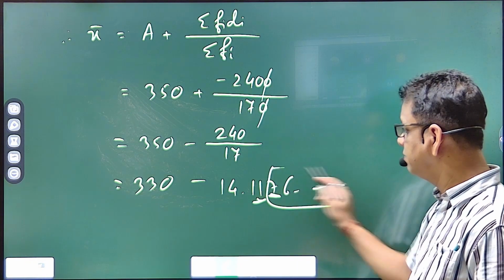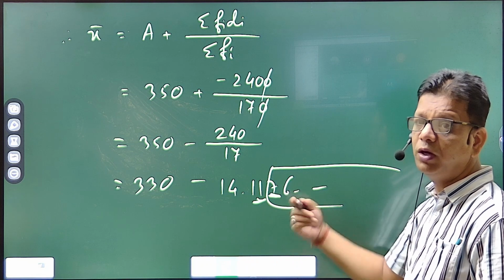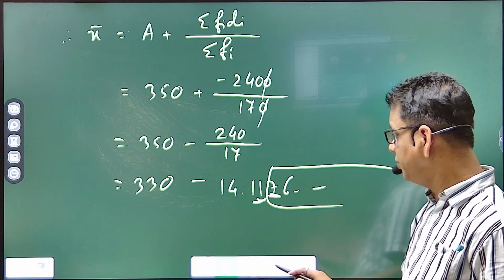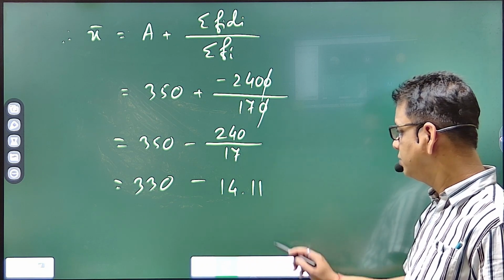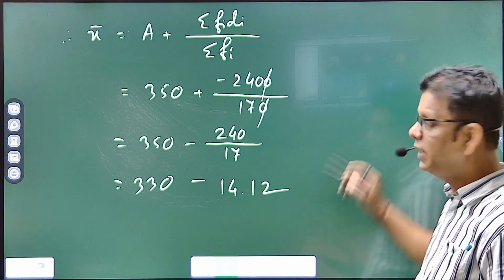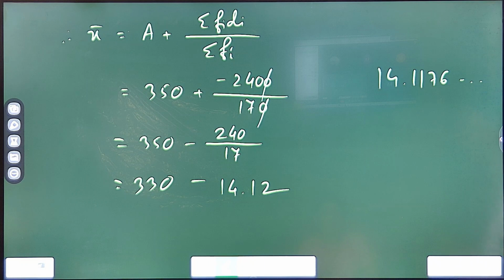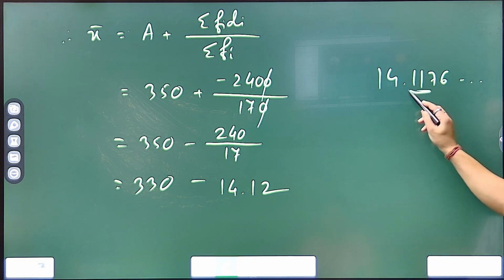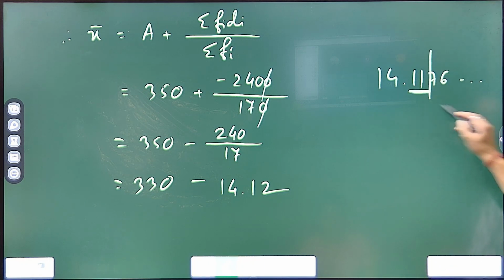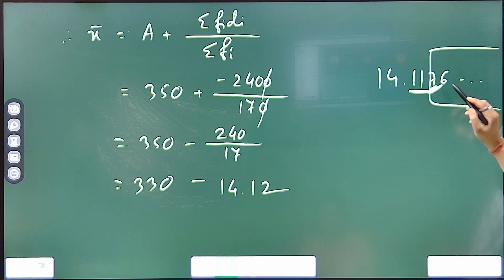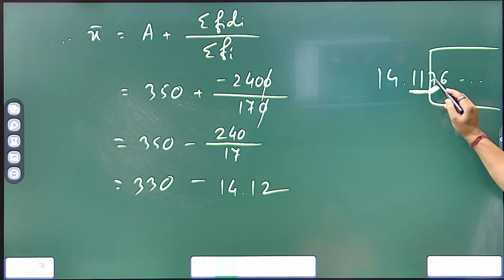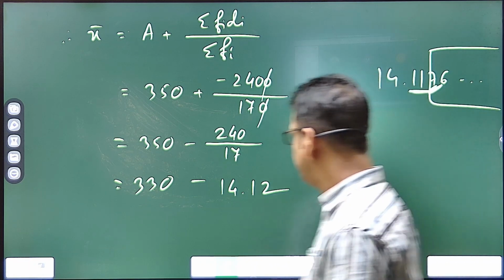It is 14.1176, like that it is coming. Now I want to write it up to here; I don't want to write all this. Since this digit is more than 5, the number becomes 2. If it is less than 5, then it remains the same. Okay, so 14.12.